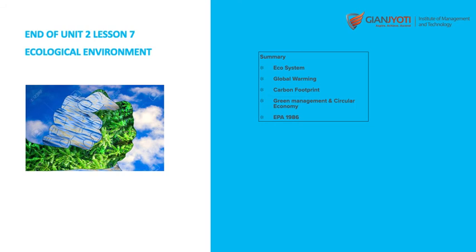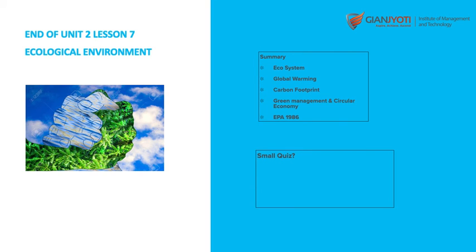And let me summarize what we discussed today. We talked about ecosystem. We tried to understand global warming. We also talked about carbon footprint. And then we saw green management and circular economy, which are the new things which the business houses are adopting. And then we talked about Environment Protection Act 1986. And then we saw a video about how China has declared war to protect the country and the planet from global warming.